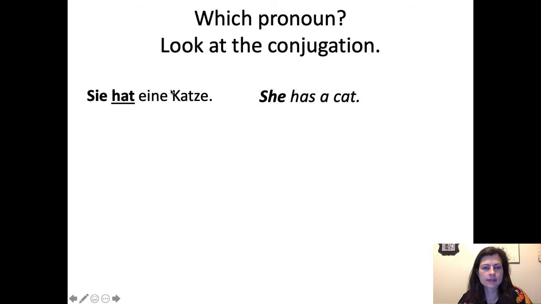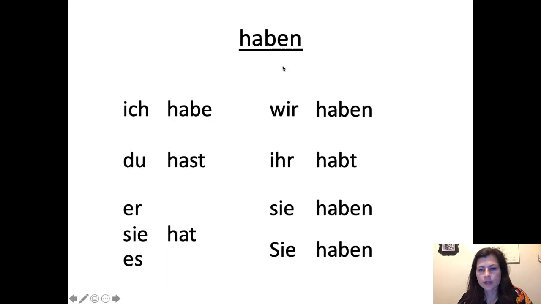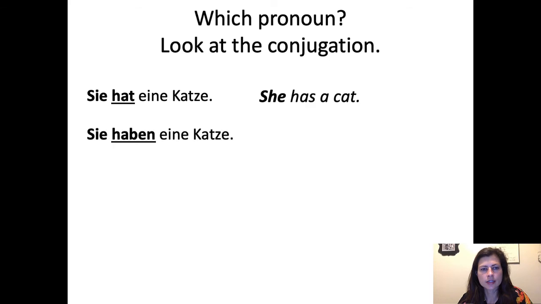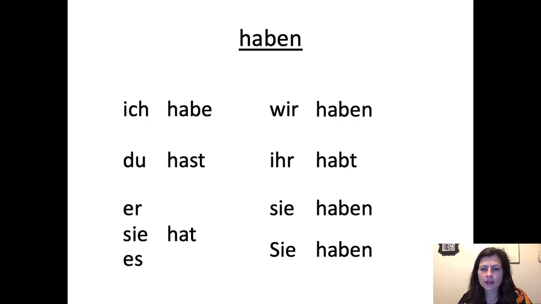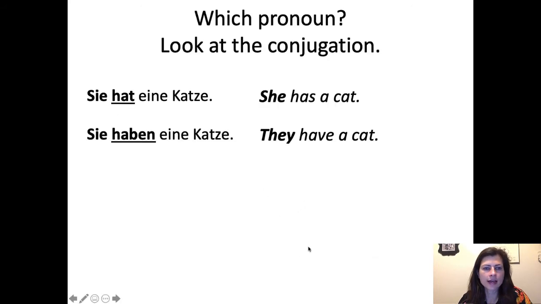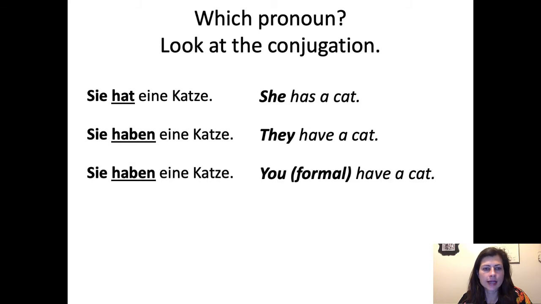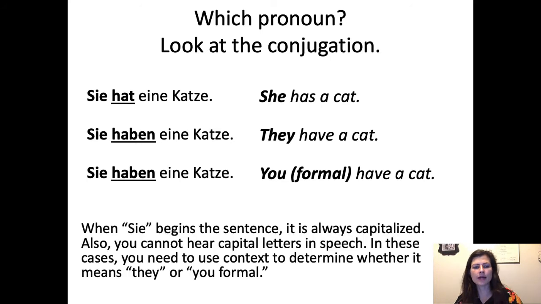Sie hat eine Katze. And then sie haben eine Katze. Now what's happening is we've got this other conjugation, haben, because it's the beginning of the sentence. We don't know, that could be either you formal or they, because the beginning of the sentence is going to be capitalized no matter what. So it could be either sie haben or Sie haben, they have or you have. So that one's going to be they have. And then it would be the exact same for you formal, have a cat. Sie haben eine Katze, Sie haben eine Katze.